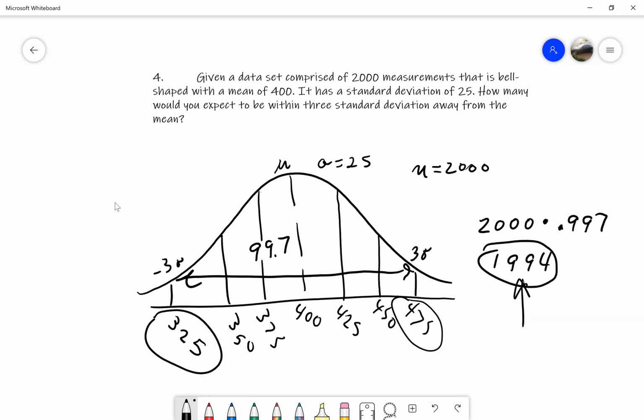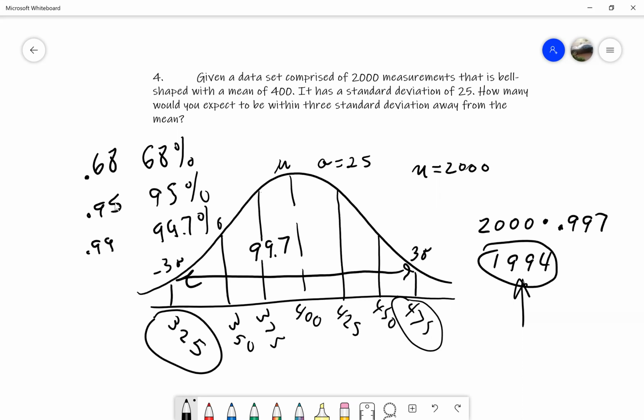Wait, what? So of the 2,000 measurements, 99.7% of those will be within 3 standard deviations from the mean. So then I just created the intervals. This was unnecessary, but I created the intervals just to go over how to create those intervals. So to get 1,994, you multiply by 0.997, is that what you did? Correct. Okay, so 68% is 0.68 as a decimal, 95% is 0.95, and 99.7% is 0.997.